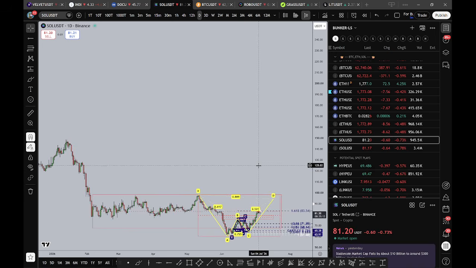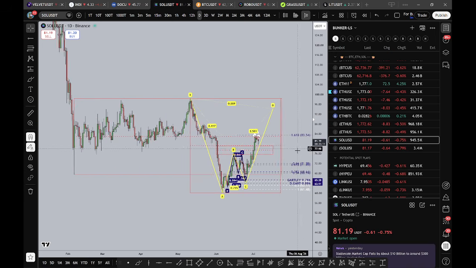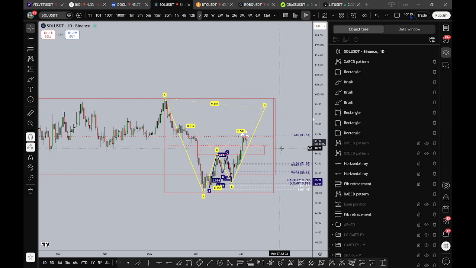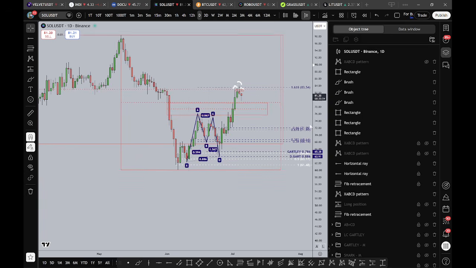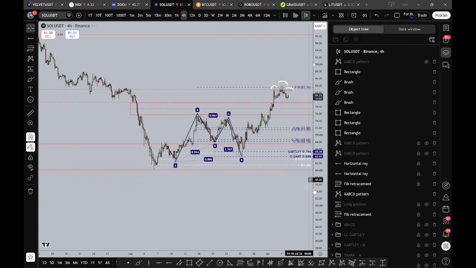Solana outperformed. This had the craziest move, an insane move. But once again, did that move come from the middle of nowhere? Absolutely not. Again, what did we have for Solana? Exact same thing as Bitcoin, exact same thing as Ethereum.